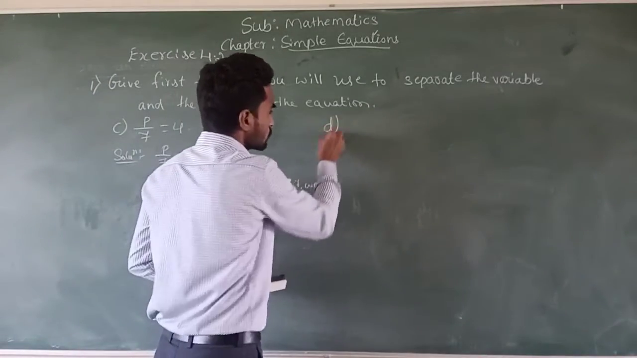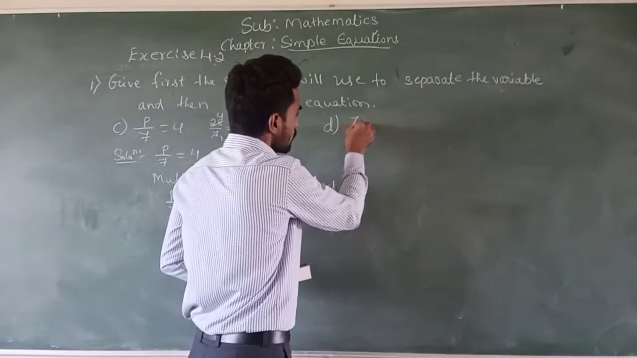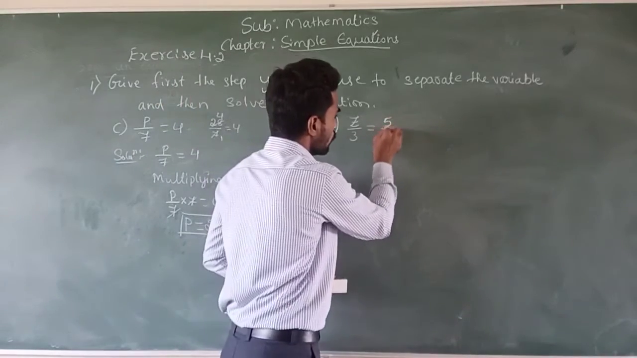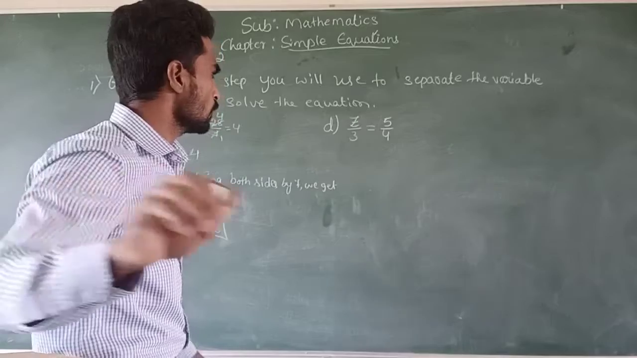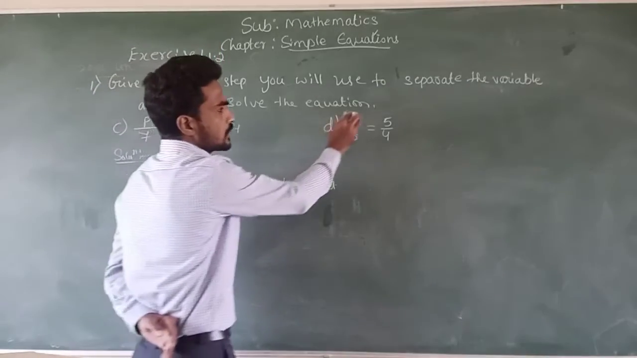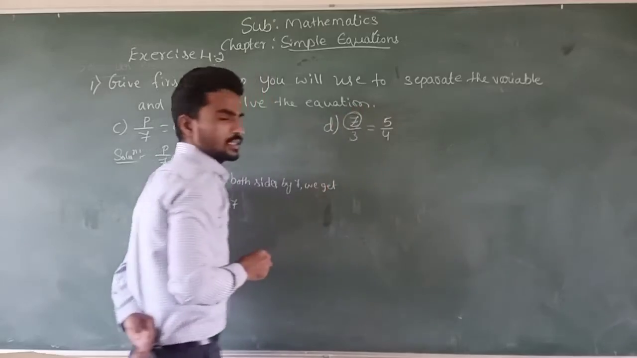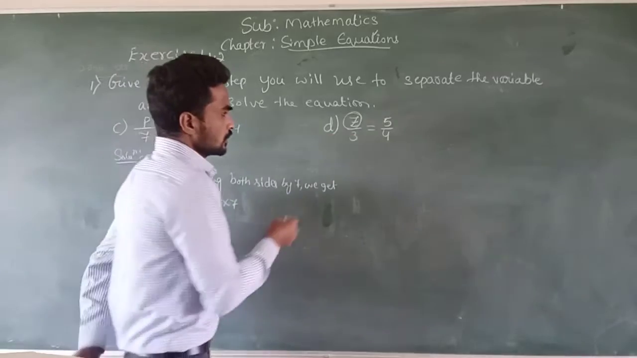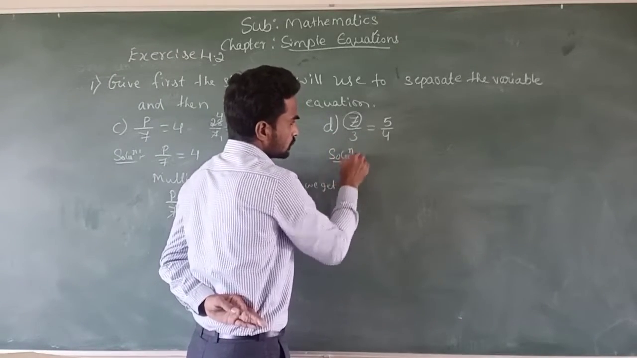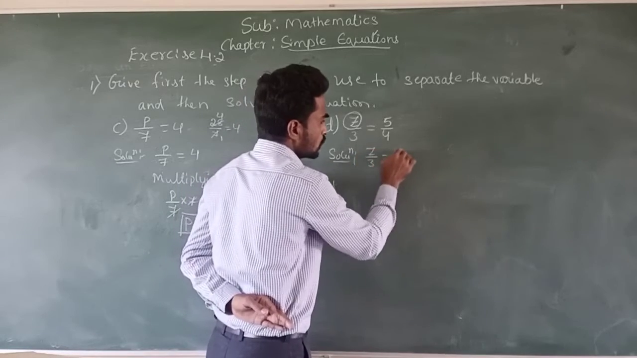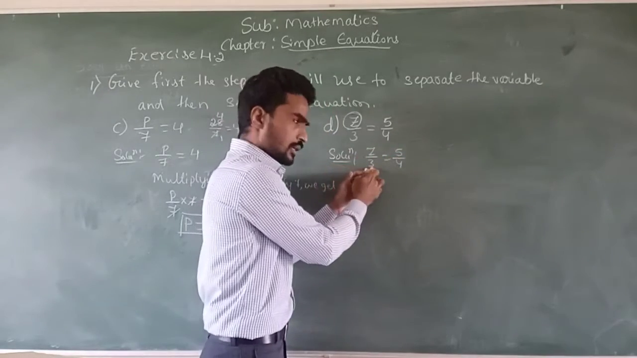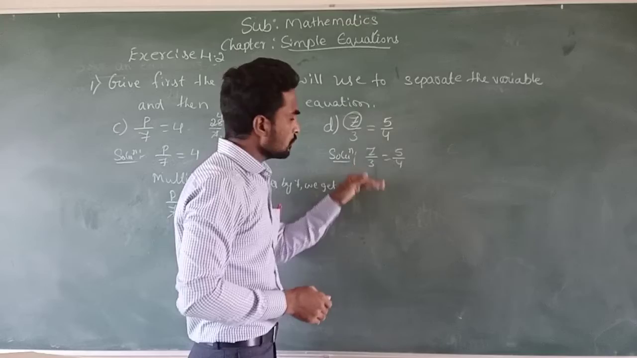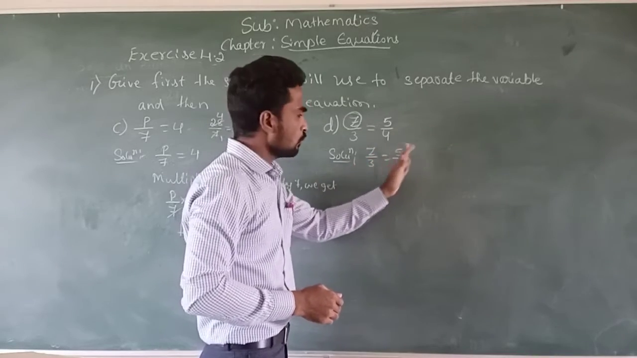Next one D. Next one is z by 3, that is equal to 5 by 4. Now we can separate this variable z. Here z is the variable and 3, 5, 4 are the constant terms. Here observe the equation. z divided by 3 is equal to 5 by 4. Here 3 divides the variable z. We can cancel these 3 by multiplying 3 on both the sides.